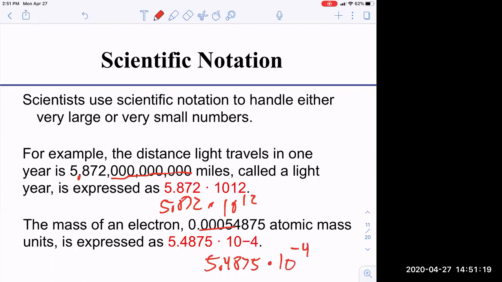So when you see something, I can clean up this 10 a little bit. If you see a 10 to a positive number, it's a big number. If you see it to the negative 4th, it's a small number. It's just an easier notation for these really big numbers. Now you see them in chemistry and astronomy all the time.